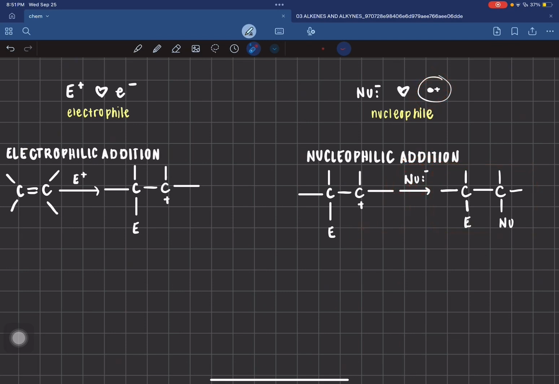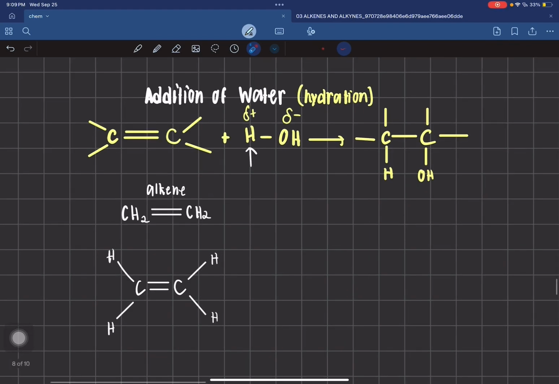Okay, so let's discuss how this works in our different types of polar reagent additions. Let's start by discussing the addition of water or hydration. So, again, in polar reagent additions, we divide it into 2 parts. May electrophilic addition and may nucleophilic addition. So, for now, unahin natin yung ating electrophilic addition.